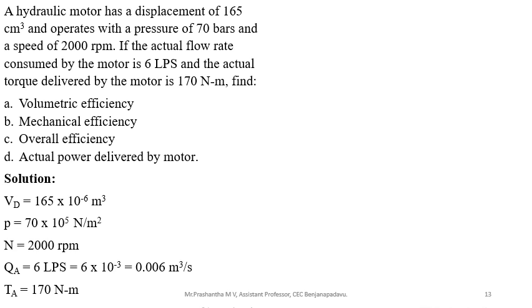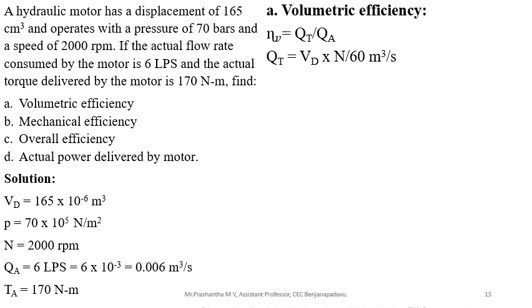Now we will move on to find out unknown things: volumetric efficiency, mechanical efficiency, overall efficiency and actual power. We'll move on to first case, volumetric efficiency. There is a formula: volumetric efficiency equal to theoretical discharge dividing by actual discharge. Here to find out theoretical discharge, there is a formula: volumetric displacement into speed dividing by 60. So Vd is given and N is given as data. Just substitute the values in this equation.